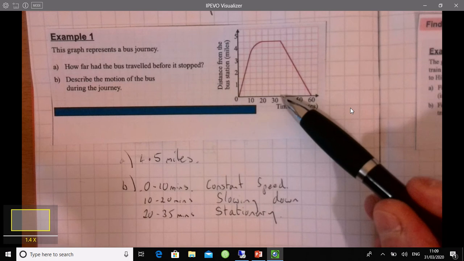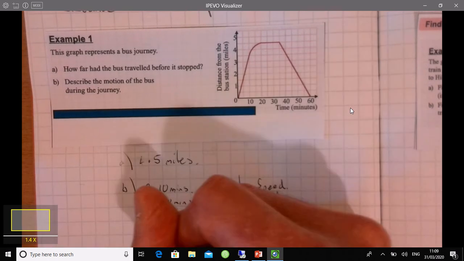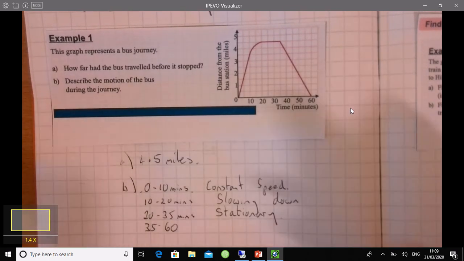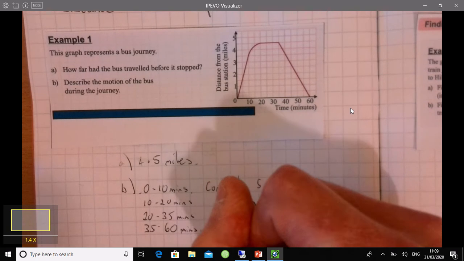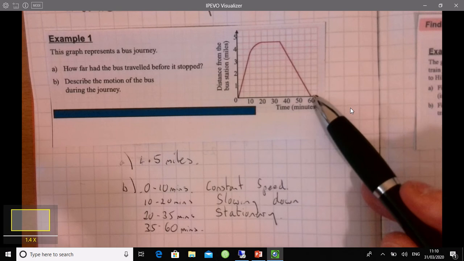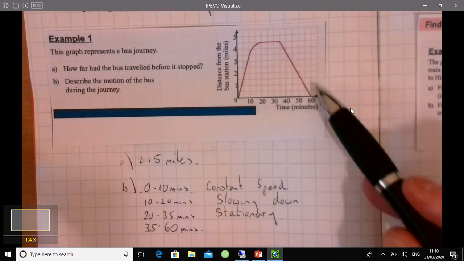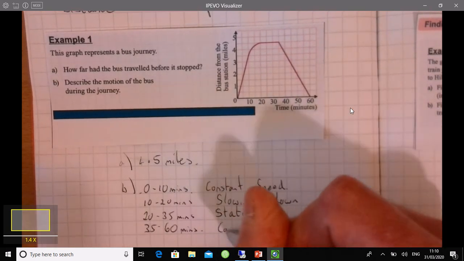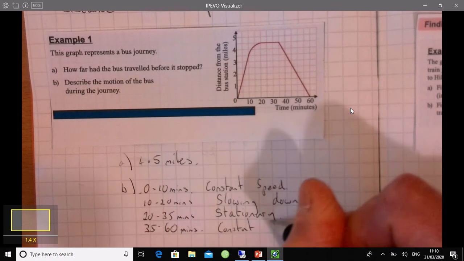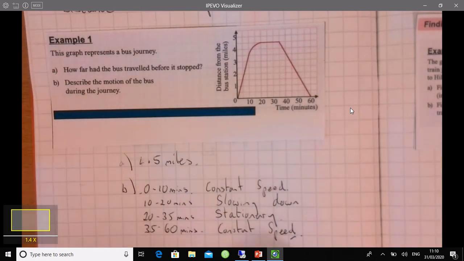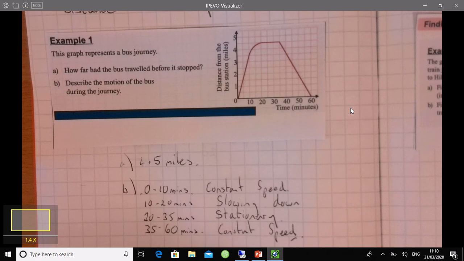And then the last part of the journey goes back from 35 to 60, and it's a constant speed. Okay, so we just come back. This is a straight line, so it's just straight back to our starting point. So it's a constant speed is what we need to know just there. There we go.